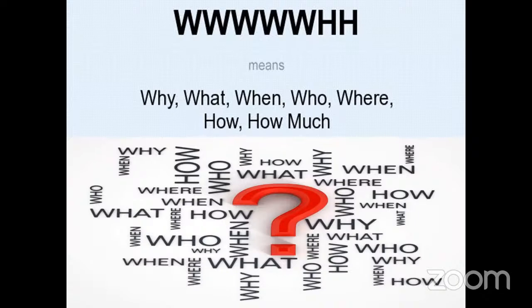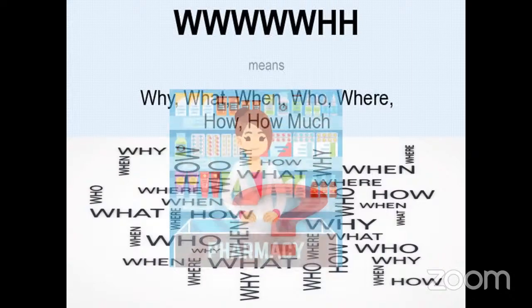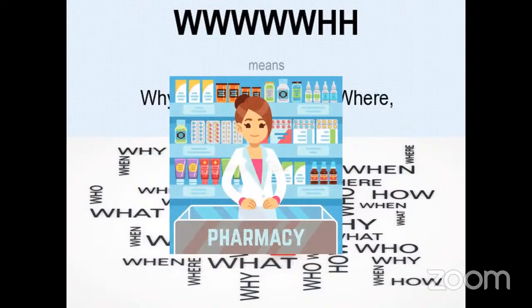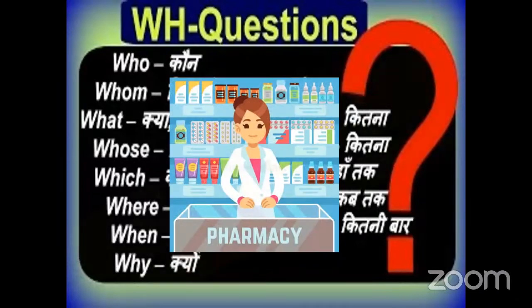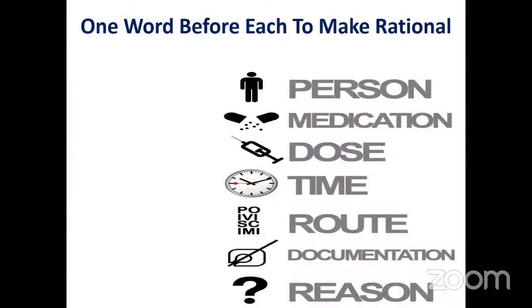So if you can answer the W and H family questions, then you are rational. Why, क्यों दिया; what, क्या दिया; when, कब दिया; who, किसने दिया; where, किसको दिया, like that. If you can answer the questions produced by these two families, W and H, then you are doing rational therapeutics, and the role of the pharmacy person becomes very high.